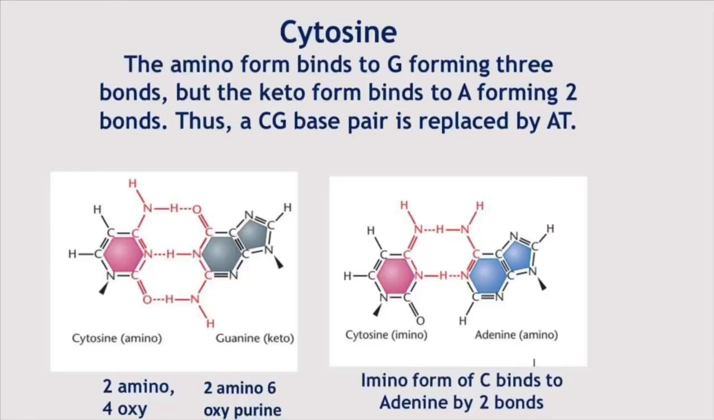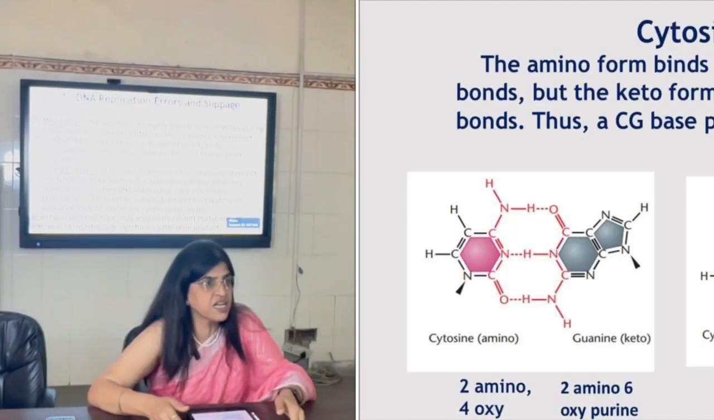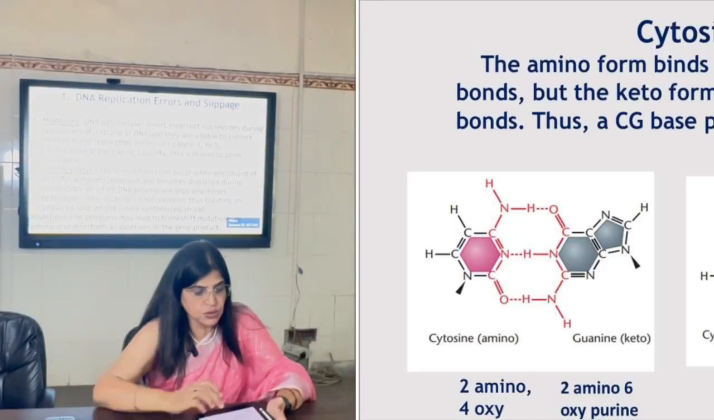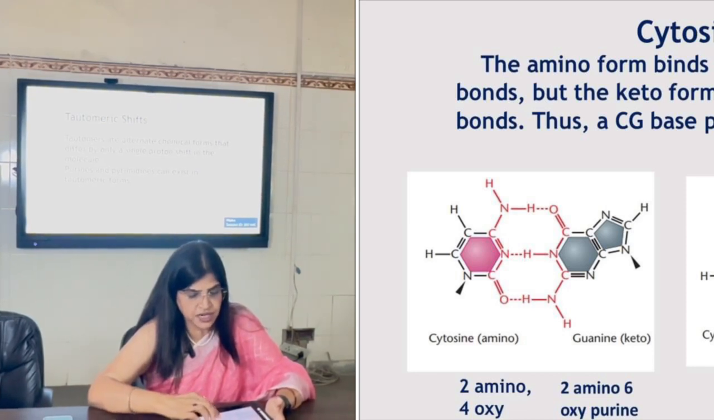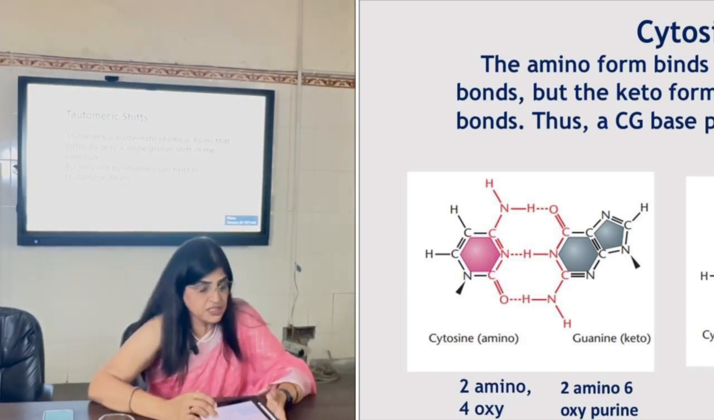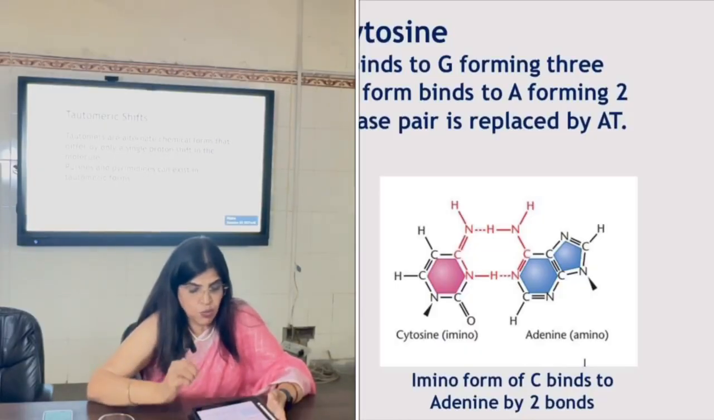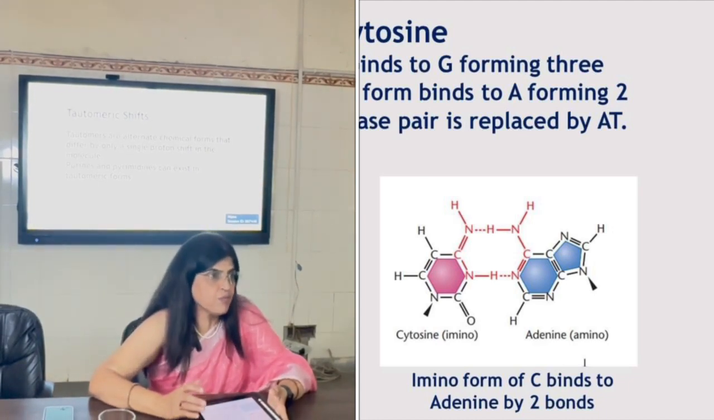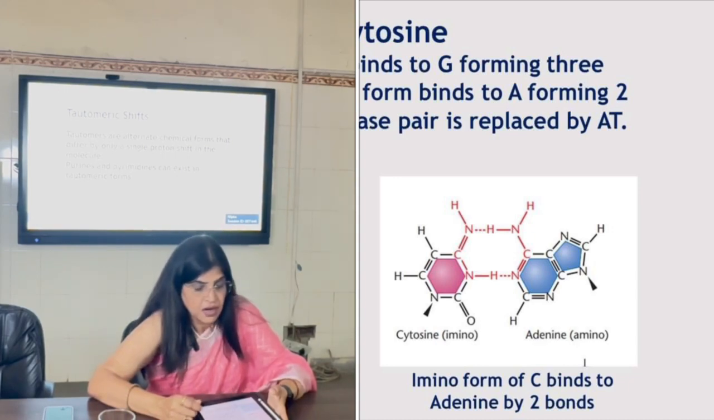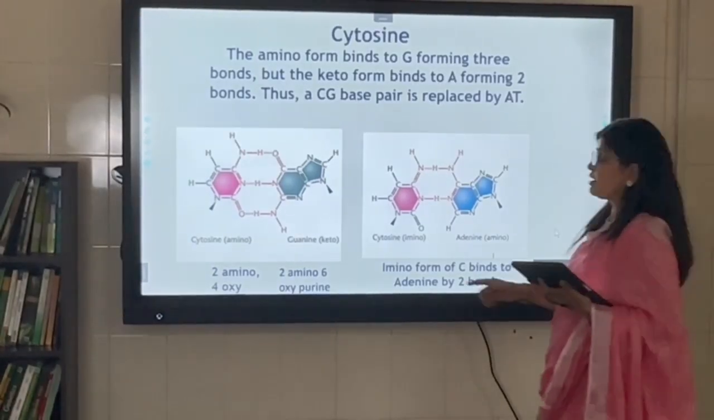Another example, if you take the example of cytosine, it is normally 2-amino-4-oxypyrimidine, which is a keto form, and it binds to guanine by 3 bonds in normal circumstances. But if cytosine, by tautomerism, by proton shift, converts to the cytosine imino form, what it will do is now it will bind to adenine, that is the amino form. So cytosine now will bind to adenine and by just two bonds.